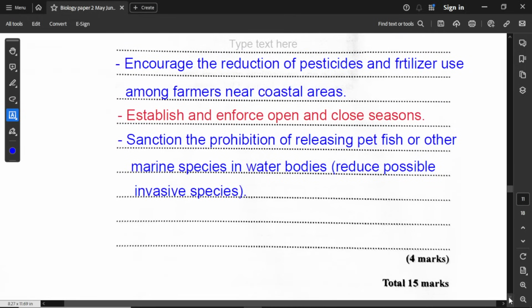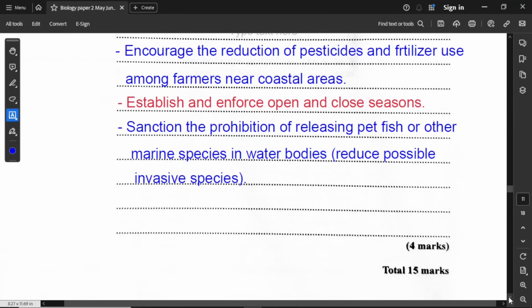And just mentioned that. And next point here is that we should encourage the reduction of pesticides and fertilizer use among farmers near coastal areas. So the farmers that live near coastal areas, encourage them not to use pesticides and fertilizers and so on. All right. Again, there is something missing from the fertilizer as well. Just bear it in mind. I'm not going to change it because I'm going to erase it.